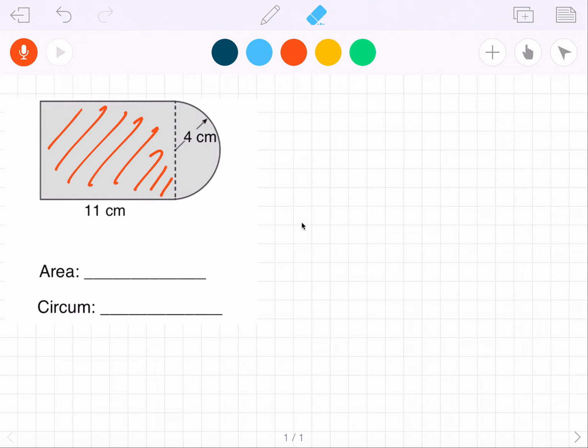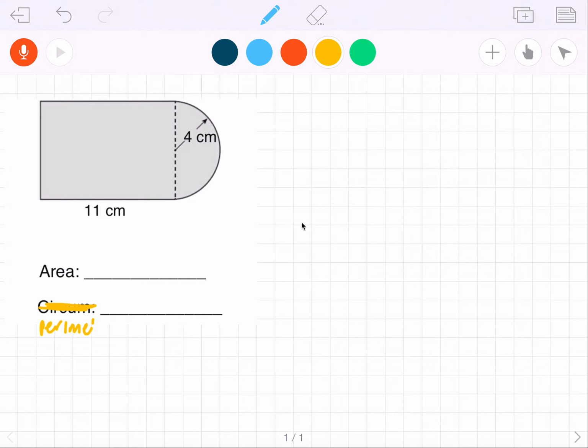Our job today is to calculate two things. I've put circumference here, but really that should be perimeter. So our job today is to calculate the perimeter of our compound shape, and then to calculate the area. So the perimeter is obviously this. What is this length all the way around here? If we were to walk around this shape, how far would it be? So that's the perimeter. The first thing we'll do is calculate the perimeter.